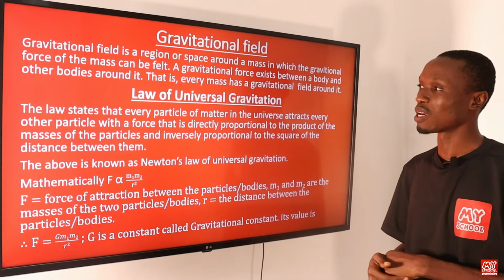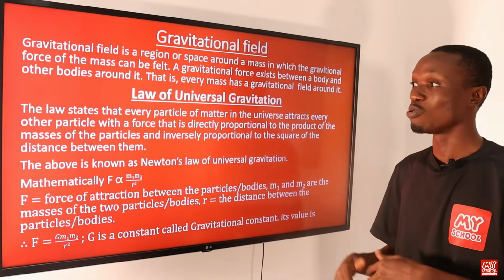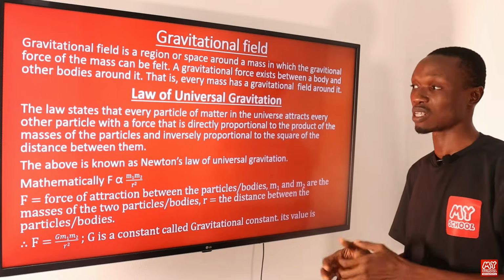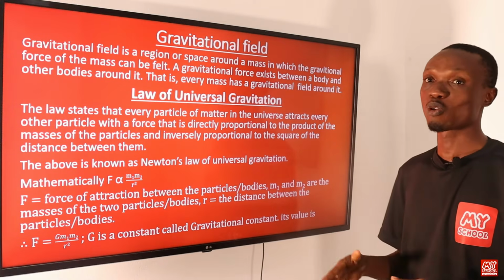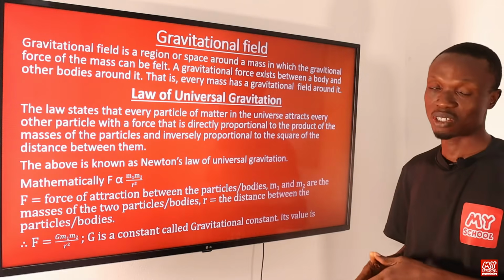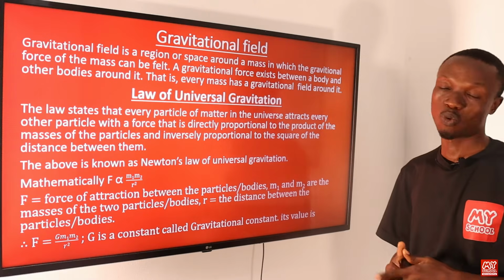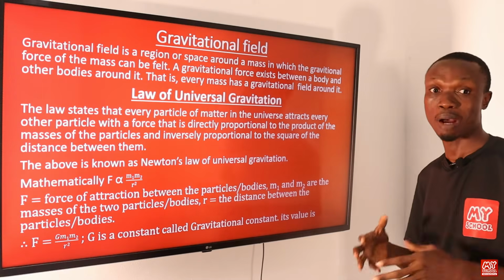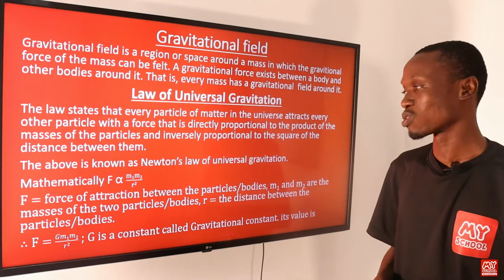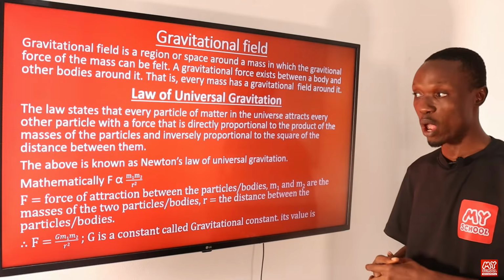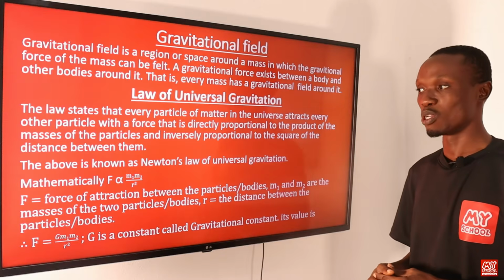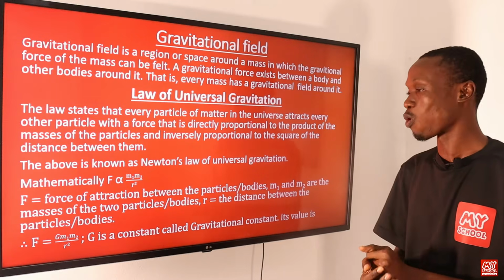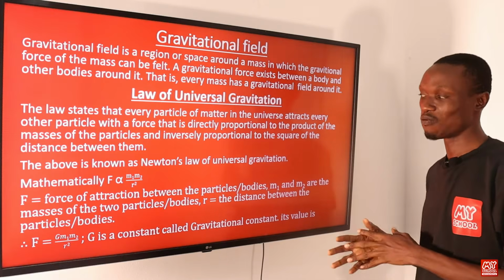So let's move ahead and talk about the law of universal gravitation. The law of universal gravitation states that every particle of matter in the universe attracts every other particle with a force that is directly proportional to the product of the masses of the particles and inversely proportional to the square of the distance between them. This law is known as Newton's law of universal gravitation.